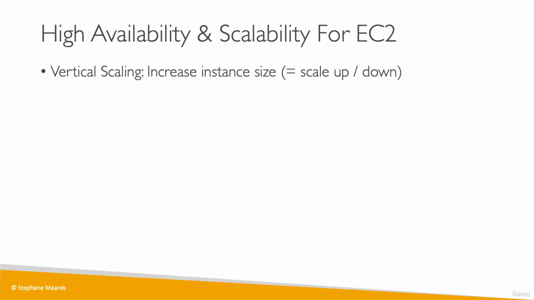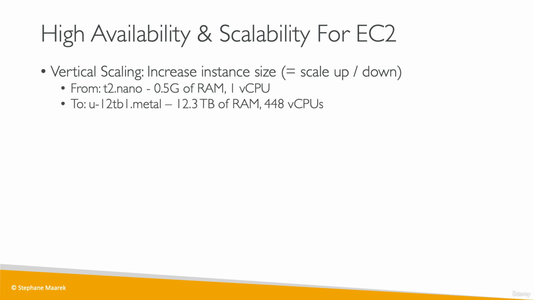So for EC2, what does that mean? Well, vertical scaling, again, is increasing the instance size. It's called scale up or down. So for example, the smallest kind of instance you can get in AWS today is T2 Nano, and this is 0.5 gigs of RAM, 1 vCPU, and the biggest is a U-12TB1 metal, which has 12.3 terabytes of RAM and 450 vCPUs, so quite a big instance, and I'm sure these things will get bigger as time goes along. So you can vertically scale from something very, very small to something extremely large.